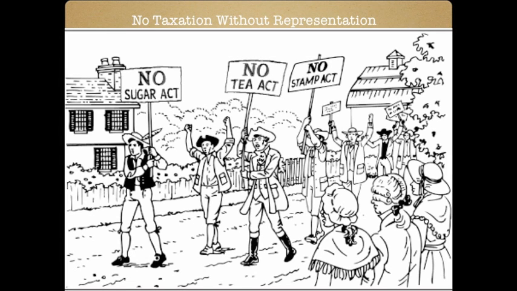In 1765, a group of colonies sent delegates to the Stamp Act Congress in New York. These delegates prepared the Declaration of Rights and Grievances against British policies and sent it to the king.